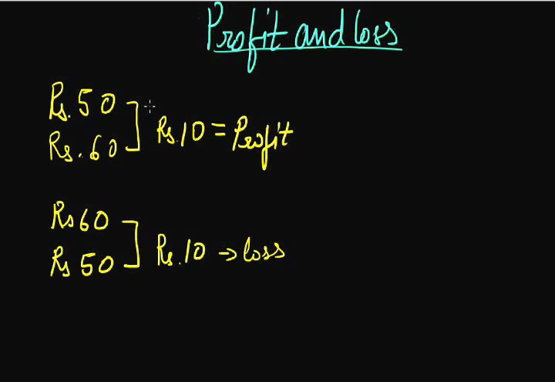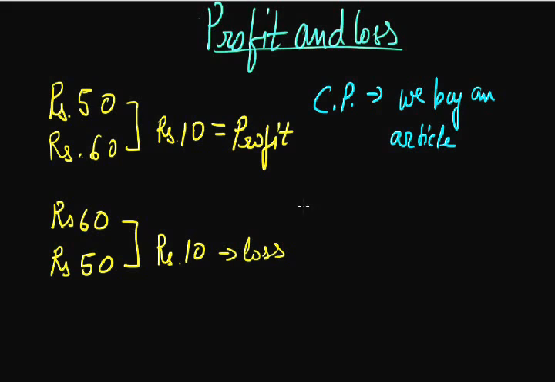Simply, when we buy something, that price is called the cost price, and when we sell it, that price is called the selling price. Cost price is the price at which we buy an article, and selling price is the price at which we sell the article.